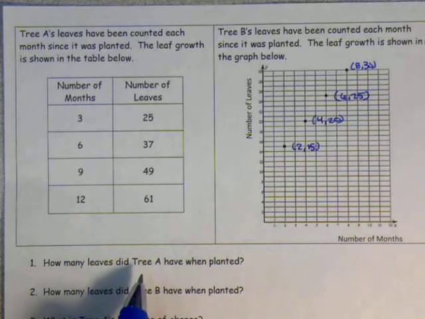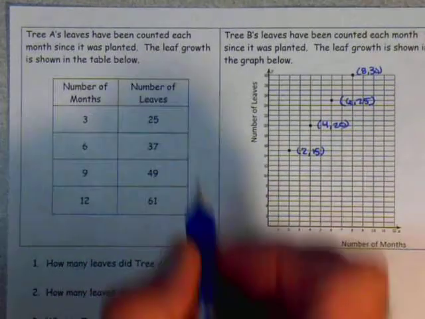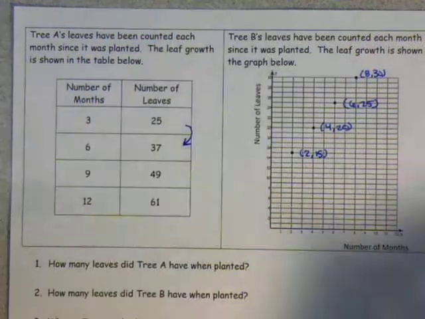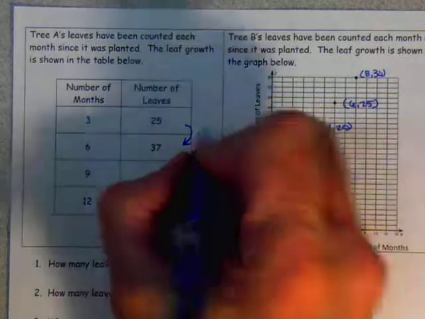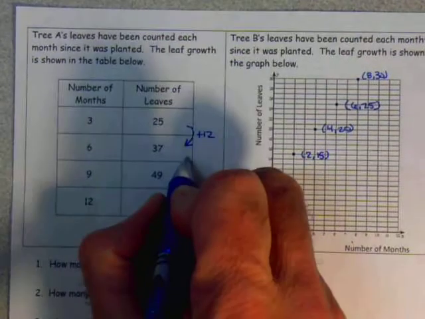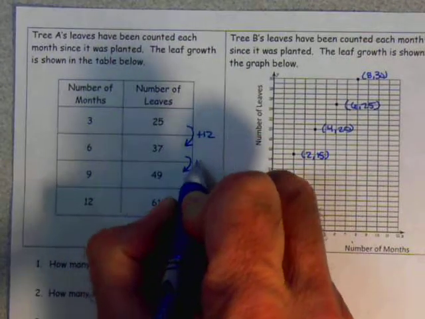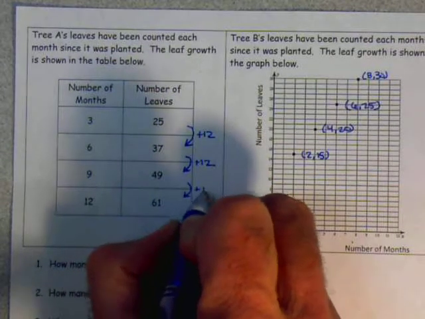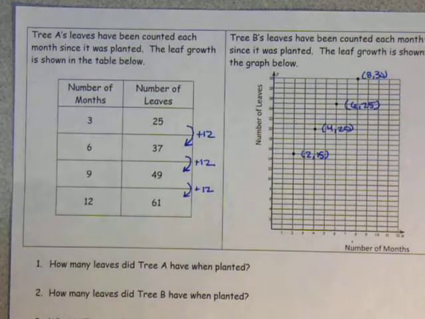So for tree A, if we look at our rate of change as this is growing, we are going up from 25 to 37, we're going up 12. And then from 37 to 49, we're going up another 12. And we're going up another 12. So every one of those is increasing by 12.